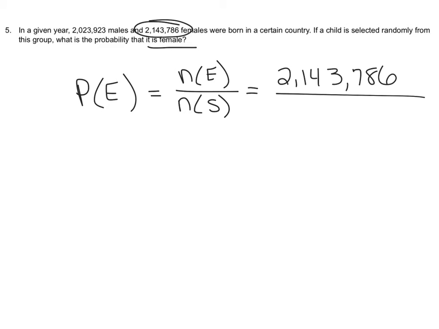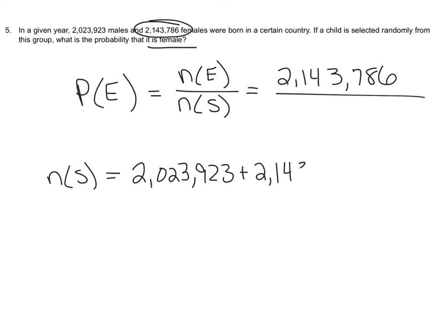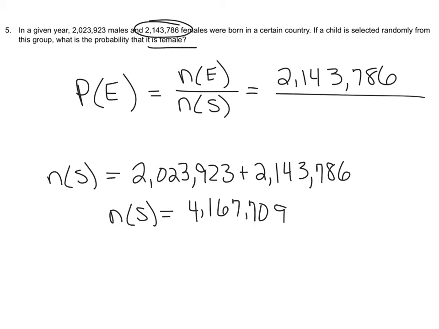So the denominator is found by adding the number of males, which is 2,023,923, plus the number of females. And when we add these two values together, we get that the denominator of our probability is 4,167,709. And we'll place that in the denominator.